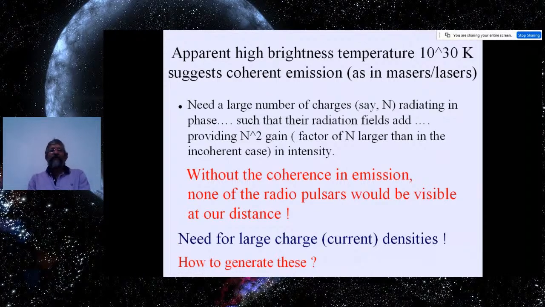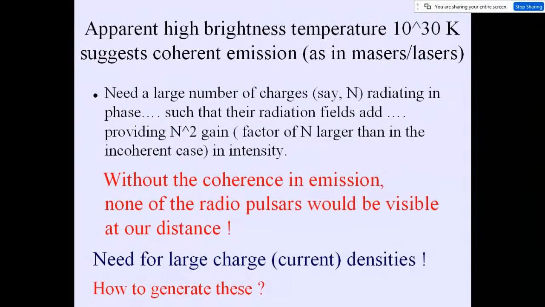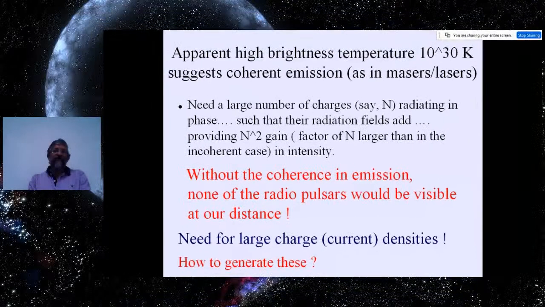But coming back to the main point, you have extremely high brightness, as an equivalent black body temperature, suggesting highly coherent radiation, like in masers or lasers, where a large number of charges are radiating together in phase, where the radiation fields add rather than the intensities. And so you will have N square gain if N particles are radiating together. Without this coherence, you can actually do the sums, none of these radio pulsars would be visible with the kind of sensitivities we have, given that the signals travel and come to us from such large distances. So to produce this large degree of coherence, you require large N.